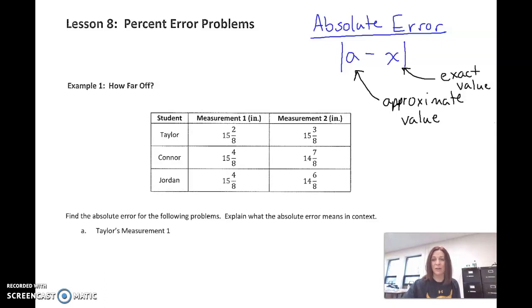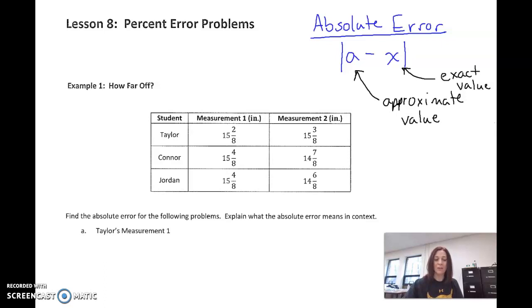Okay, so again, if we measure too short, we're not going to say, oh, we're off by a negative something. Nope, we're only worried about distance. So we're going to start with absolute error, and then we're going to go into our percent error. So let's practice this. How far off are we?